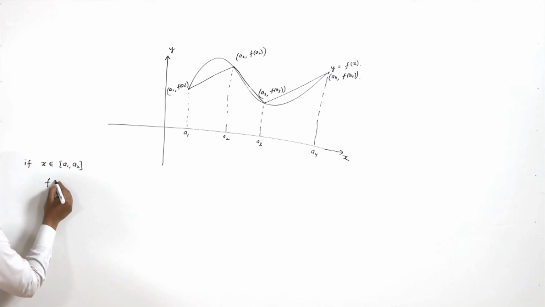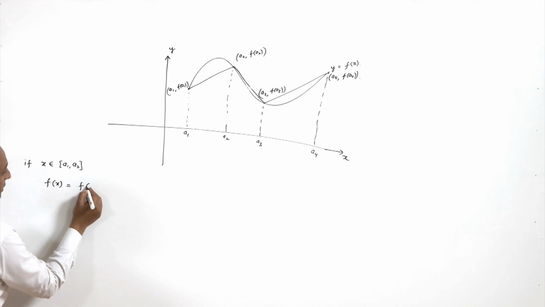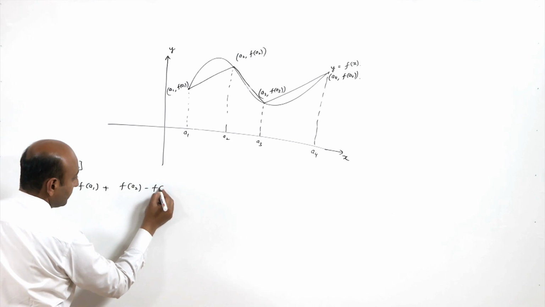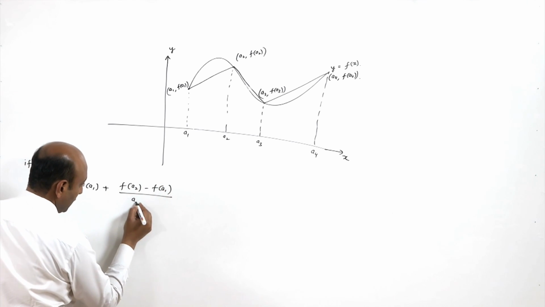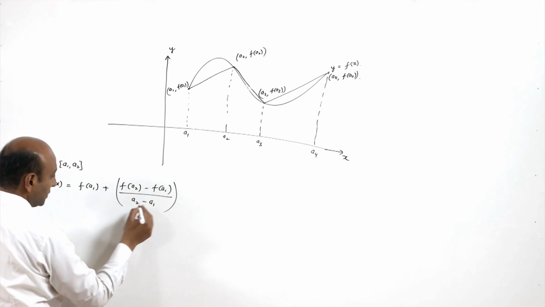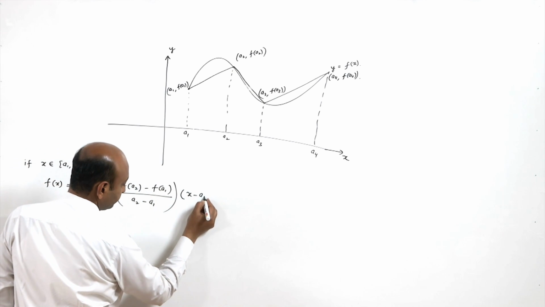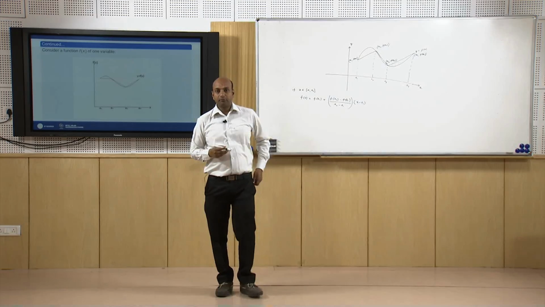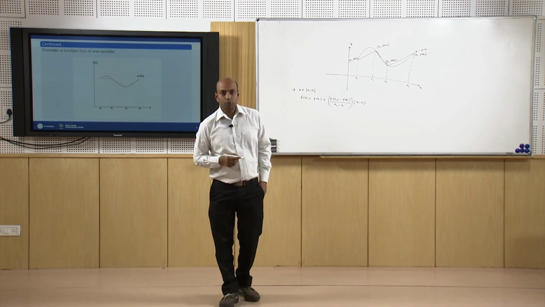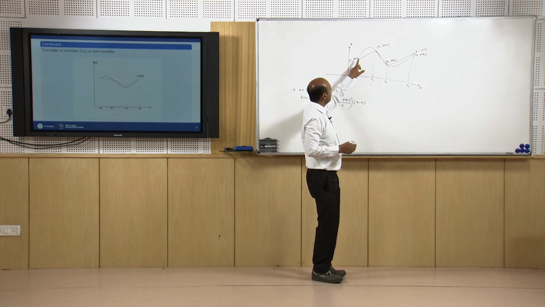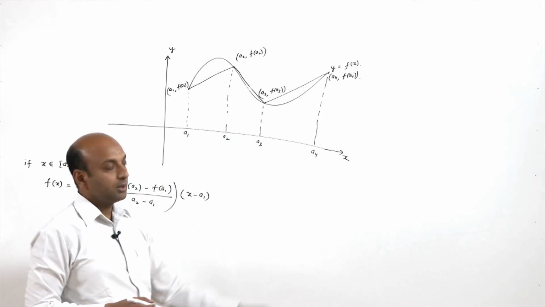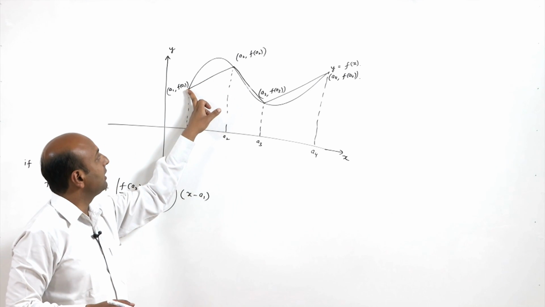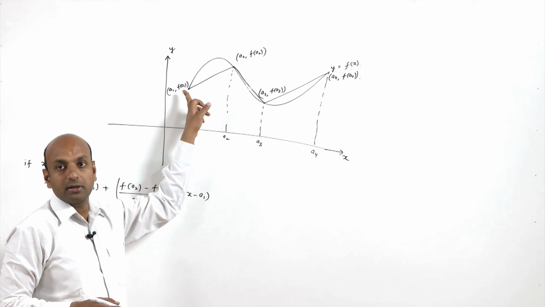That we can easily see, f(x) is equal to f(a1) plus (f(a2) minus f(a1)) upon (a2 minus a1) times (x minus a1). That will be the equation of a straight line passing through the 2 points (a1, f(a1)) and (a2, f(a2)). So, in this way we can find the value of f at any point in between this line segment.